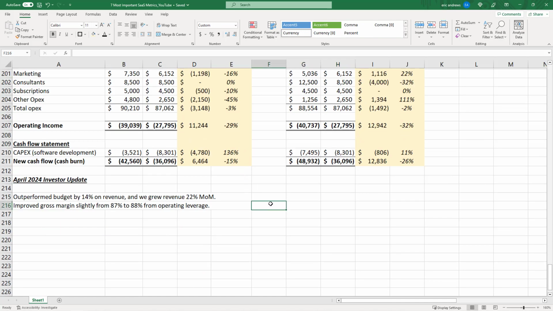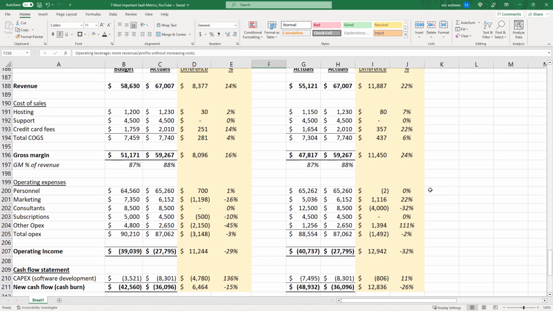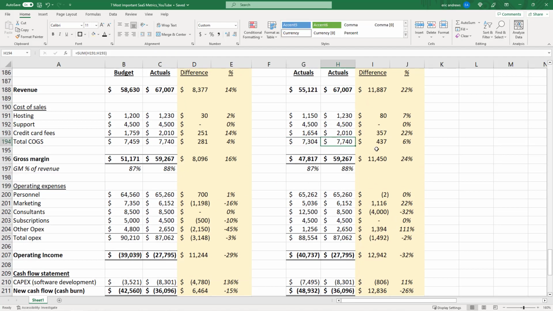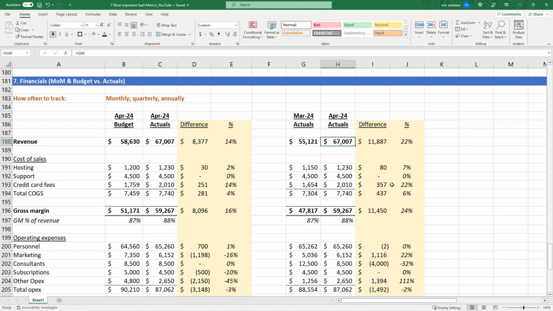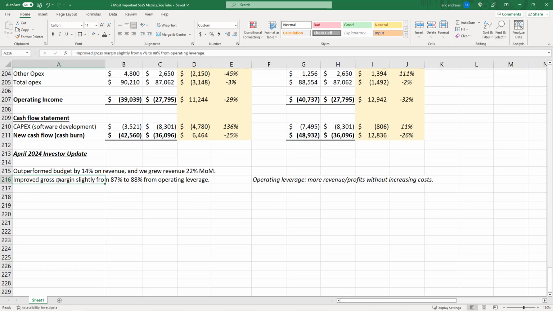And so operating leverage, you'll hear this term sometimes. Operating leverage basically means more revenue and profits without increasing costs. So you have a team in place and you can continue to drive more revenue. So you're seeing flat COGS, but you're able to actually drive more revenue through the same hosting, support, credit card fees, COGS. And so that's called leverage. You're getting operating leverage out of a fixed cost base and then improved efficiency on top of it.